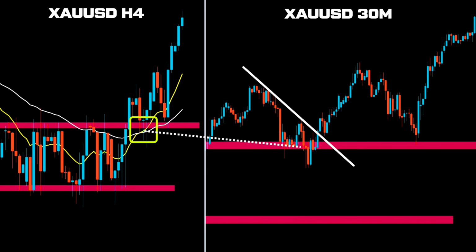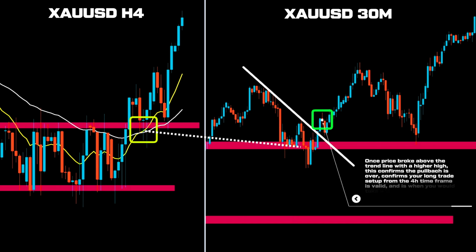Drawing a trend line across the short-term downtrend allows us to monitor for signs of a structural shift. Once price breaks above that trend line and forms a higher high, we gain confirmation that the pullback is likely complete. This validates the bullish setup from the 4-hour time frame and provides the signal to begin looking for entries.